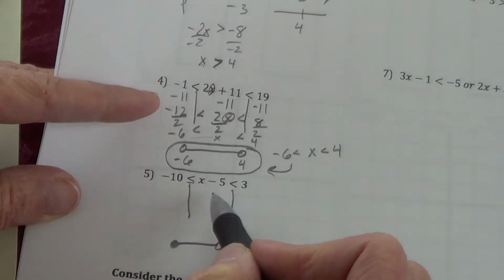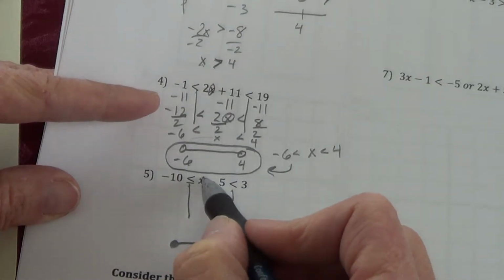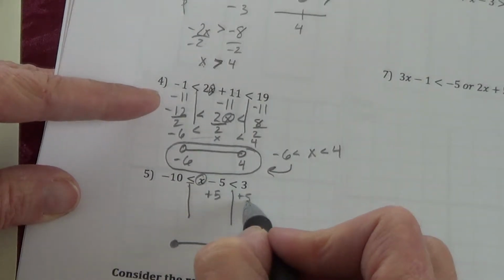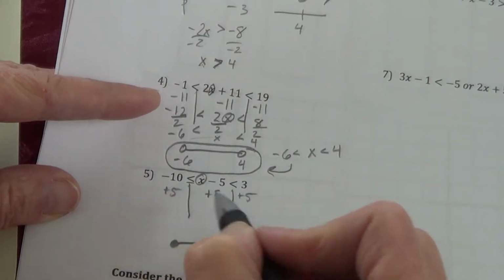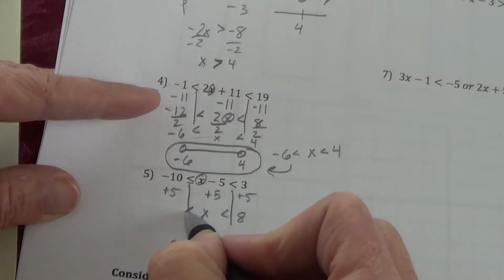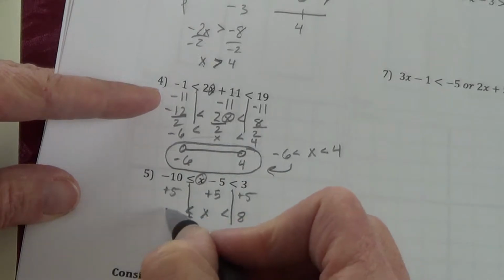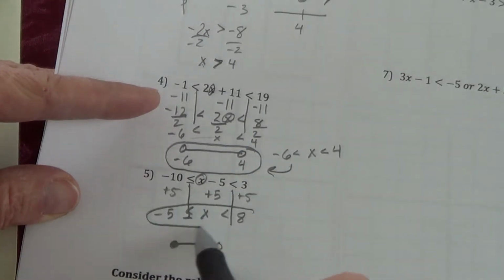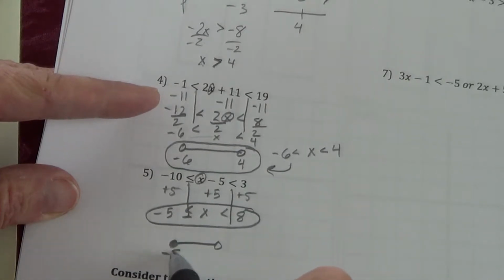First thing we want to do is do the add subtract to get the x alone. We add 5 to each side, and we get x is less than 8, and it's greater than or equal to negative 5. Just bring those numbers and that answer right down to your graph. Okay?